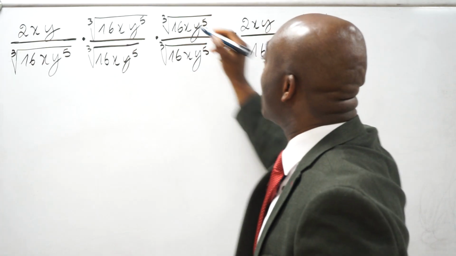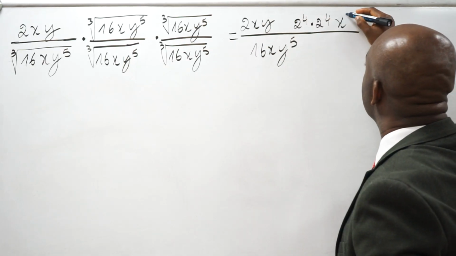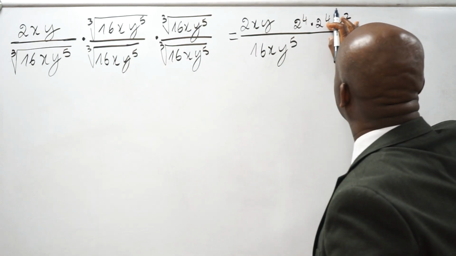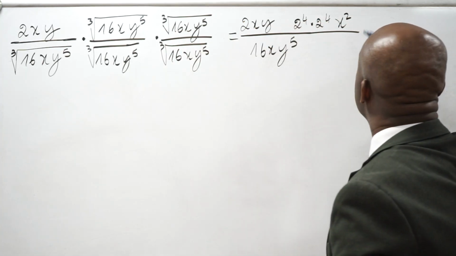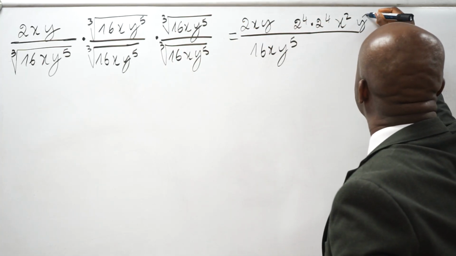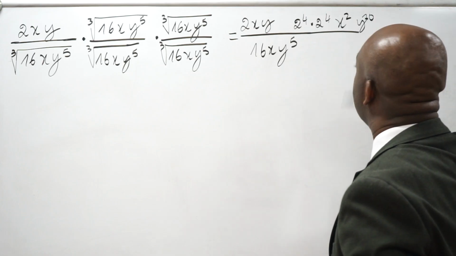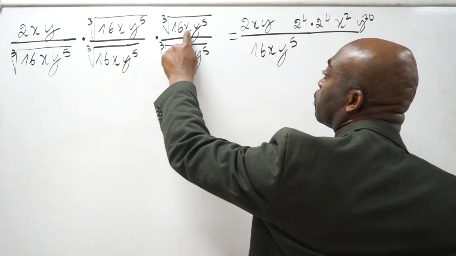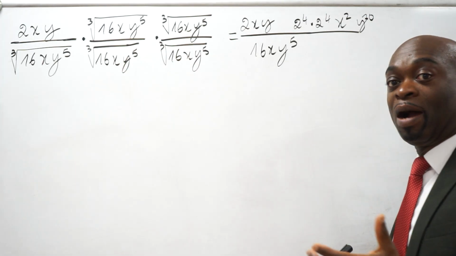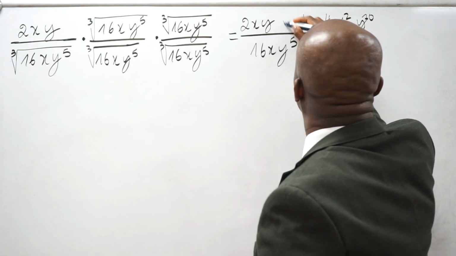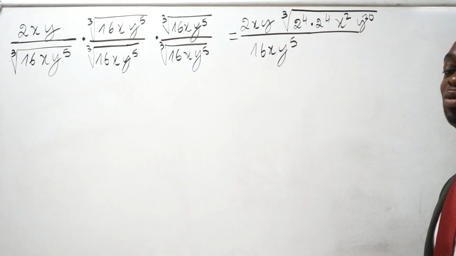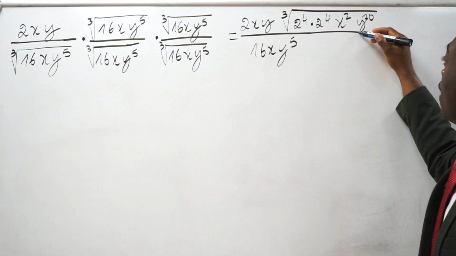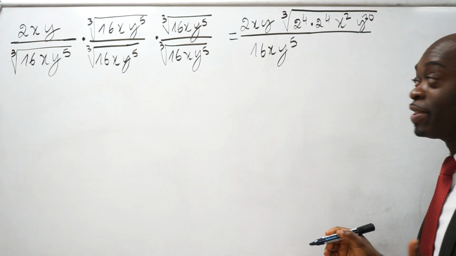And then x times x will give us x to the 2nd power. And then y to the 5th times y to the 5th is going to give us y to the 10th power, because you're adding the powers. Remember, when you're multiplying the same variables, you add the powers. All under the cube root of that. We good so far? Very interesting, right?